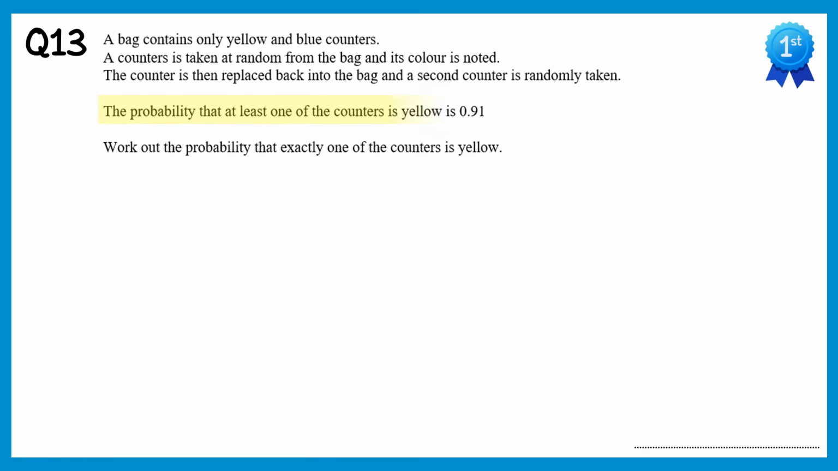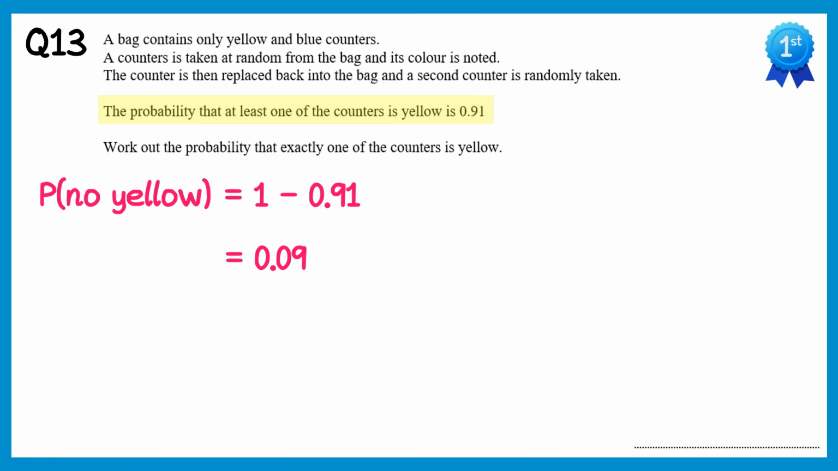In this question, we've been told the probability that at least one of the counters is yellow is 0.91. Now if this is the probability that at least one of the counters was yellow, the opposite situation would be if no counters were yellow. So the probability of no counters being yellow is 1 take away 0.91, which is 0.09. Now if you think about it, if we had no yellow counters, they must both be blue. So the probability that both counters were blue is 0.09.